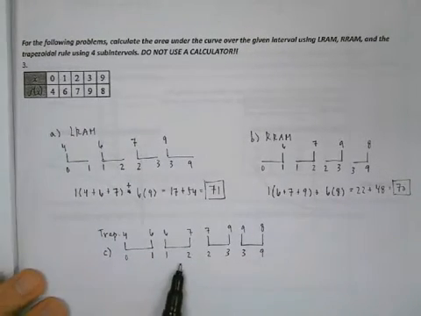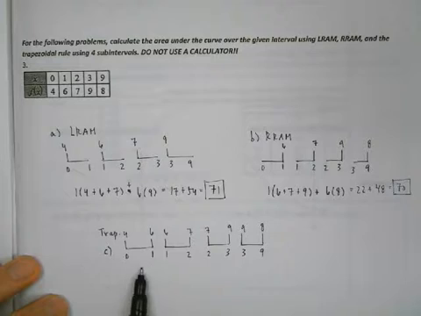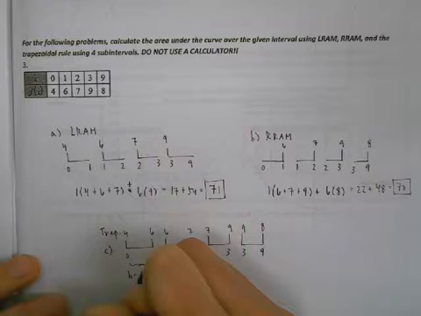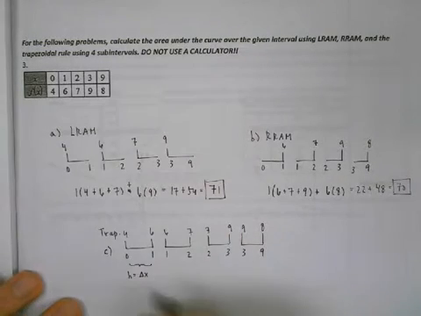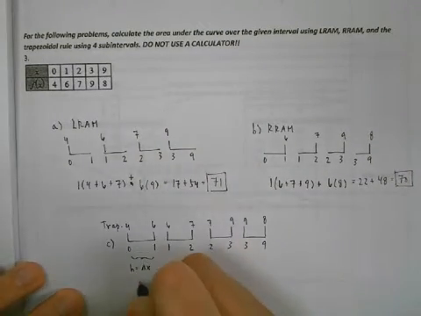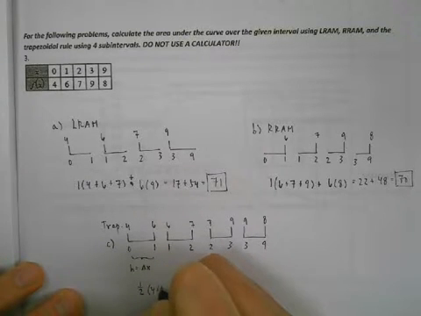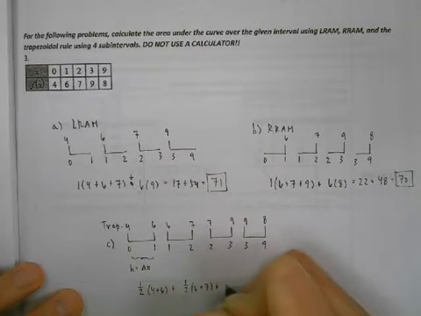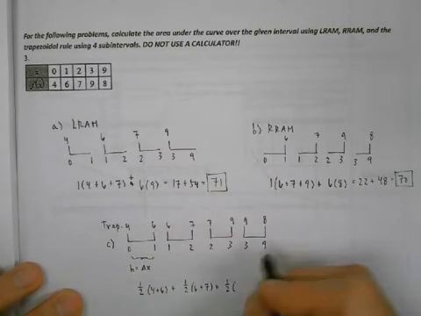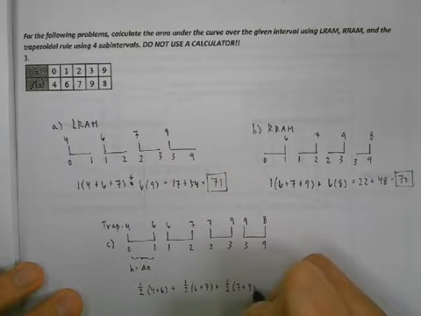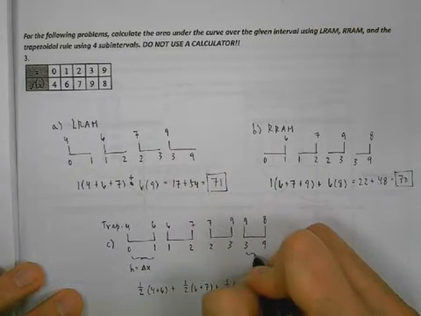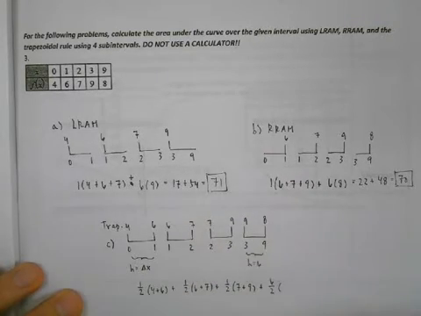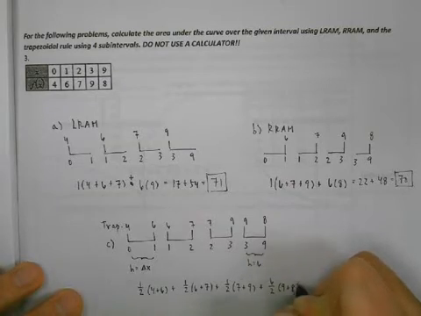Okay, and so now I have to be careful. Remember, for a trapezoid we said was h over 2. And remember, the length of each subinterval was our h, which is the same as our delta x. So now when I calculate this, I'm going to have 1/2 times 4 plus 6 plus 1/2 times 6 plus 7 plus 1/2 times 7 plus 9. And now here, my h is 6. So I'm going to have 6 over 2 times 9 plus 8.